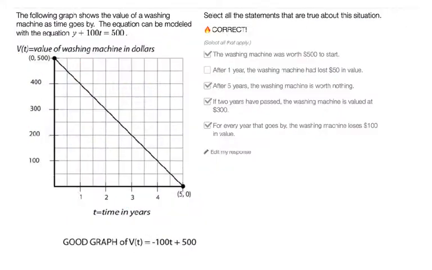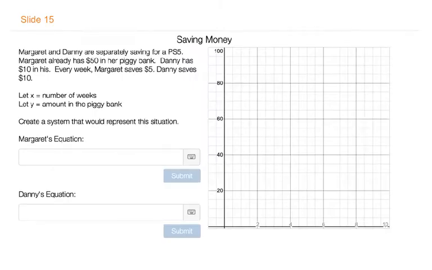Moving on. Let's look at this next one. Oh, right here. We were correct. Moving on. Here's slide 15.